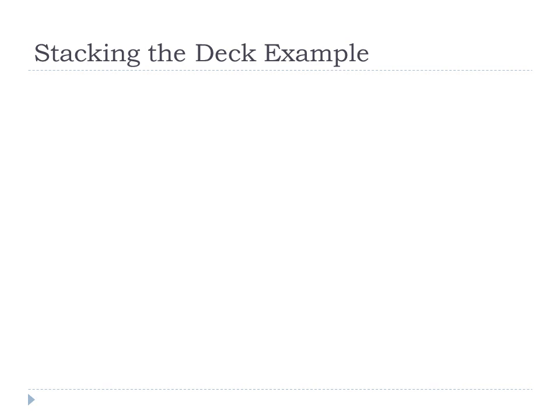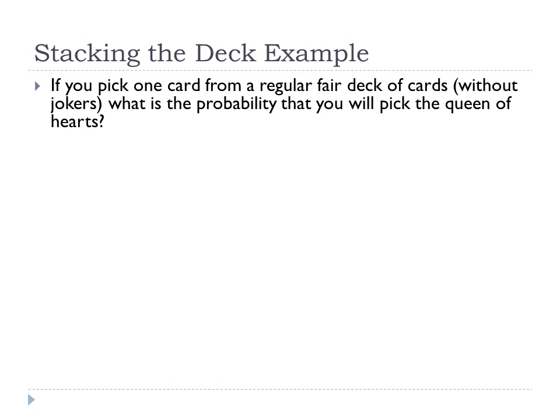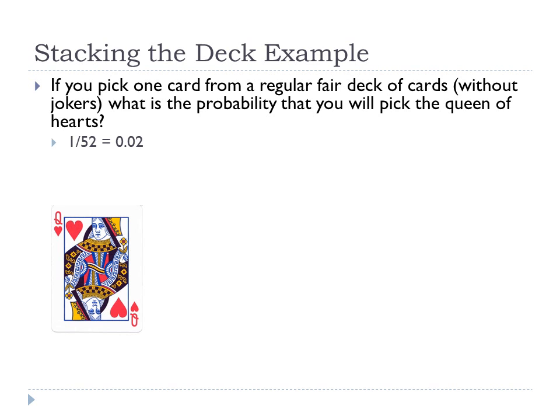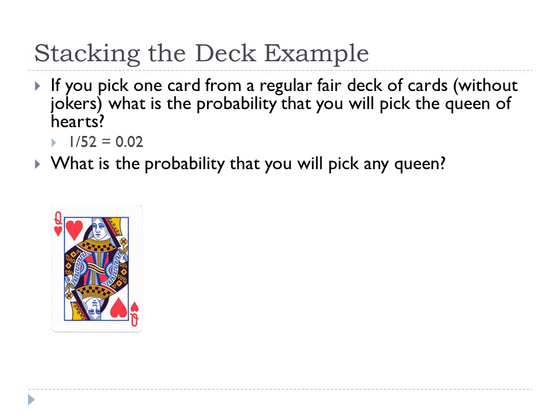So let's focus now on a different example using cards. Right? So if you pick 1 card from a regular fair deck of cards, no jokers, just the regular 52 cards that you would have in a deck, what's the probability that you'll pick the Queen of Hearts? There's only 1 Queen of Hearts out of those 52 cards, so that's a 1 out of 52, or 0.02 probability of picking the Queen of Hearts on 1 pick.